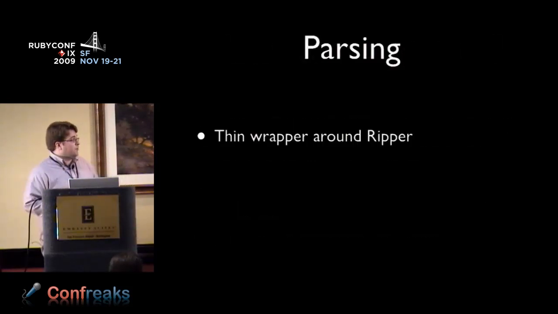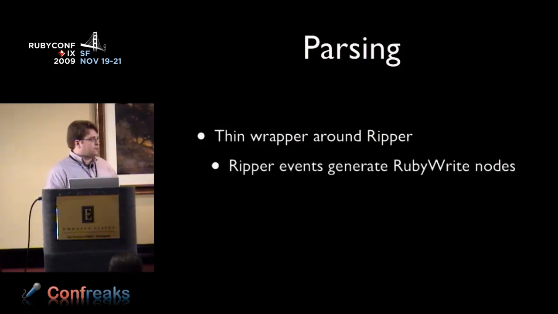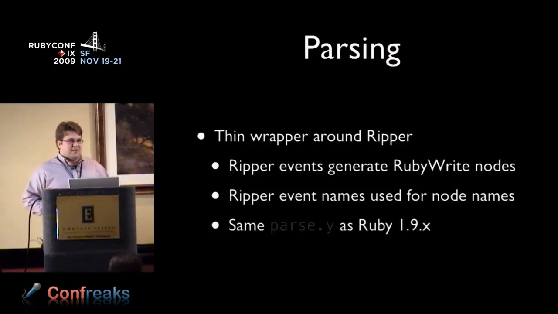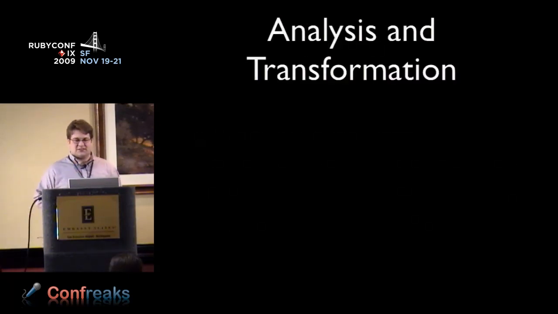So for the parsing, I have just a very thin wrapper around Ripper. In fact, I use Ripper's events to generate RubyWrite nodes, and I just use the Ripper event names for the node names. Yay, metaprogramming. And the thing that I like about this is that, oh, bother, that doesn't show up. Well, it uses the same parse.y as Ruby 1.9. And I like that because, of course, it means that it keeps up with the changes in the parser. Unfortunately, there have been some changes in the parser that broke Ripper, which has been a little bit of a cause of consternation, but I think most of those are fixed now.